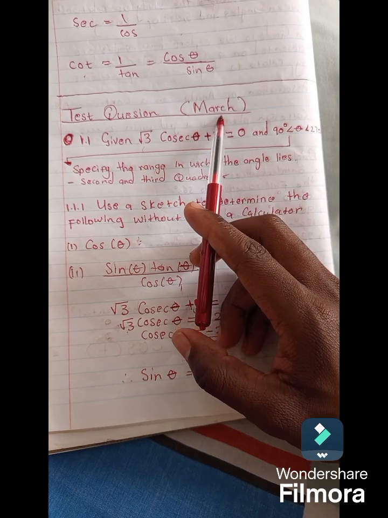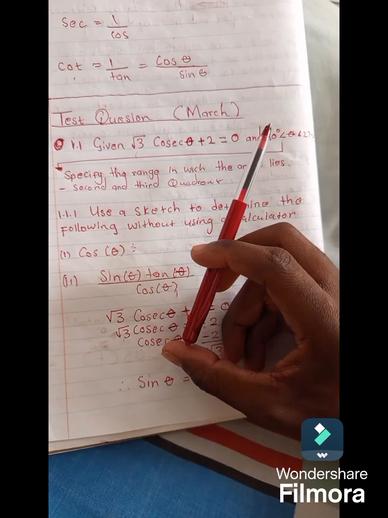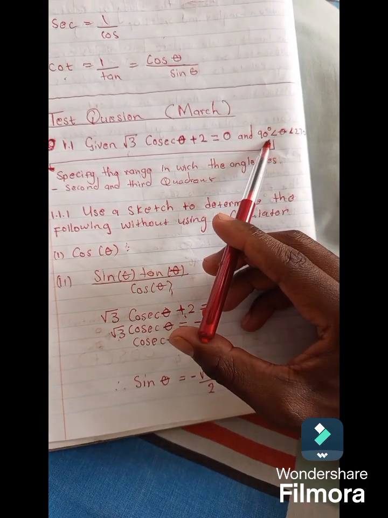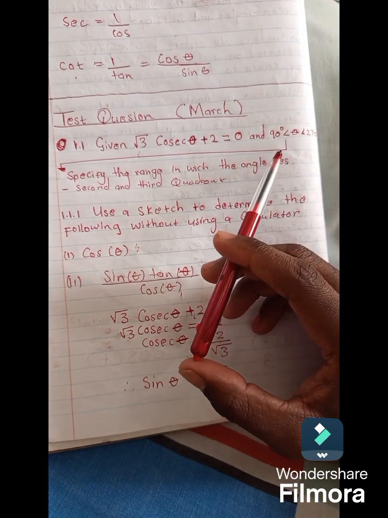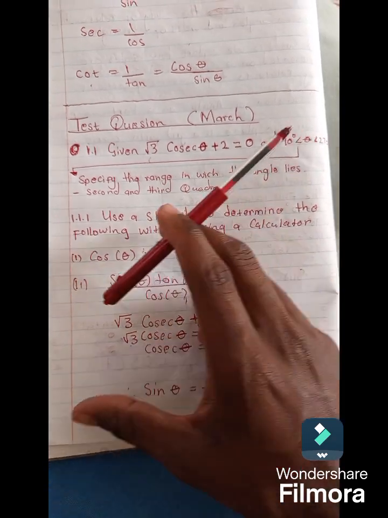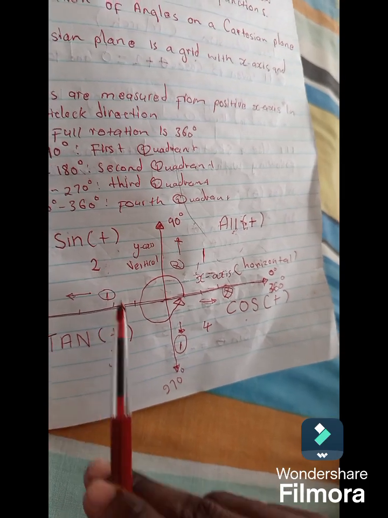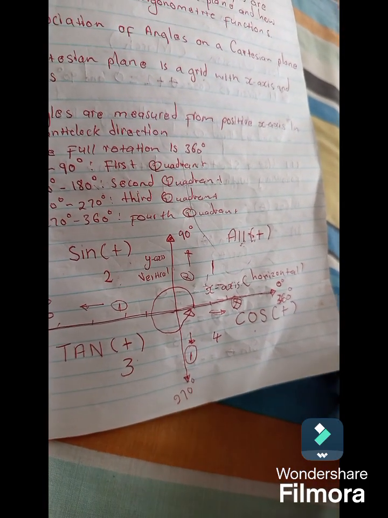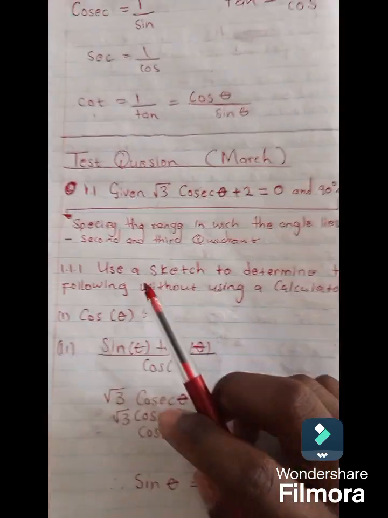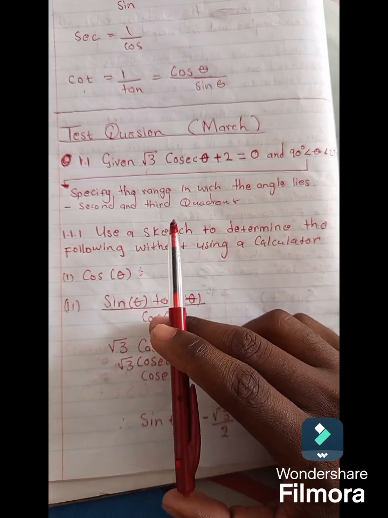So let's quickly go through a test question. In your March test, you can get something like this. Given 3 cosec theta plus 2 is equal to 0. And then they specify where the theta falls, or where this angle is going to lie. So from 90 to 270 on the Cartesian plane, you can realize that that's going to be the second and third quadrant. That is very important. Take note of that. When they tell you that theta lies between 90 and 270, that means the theta is lying in the second and third quadrant, right?